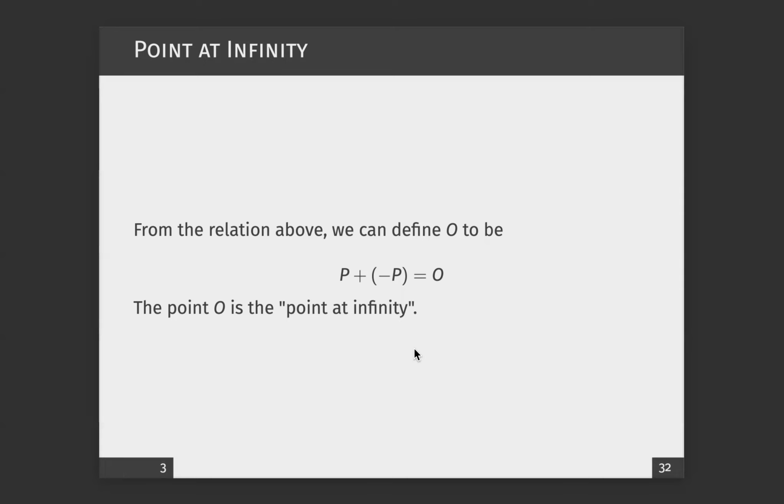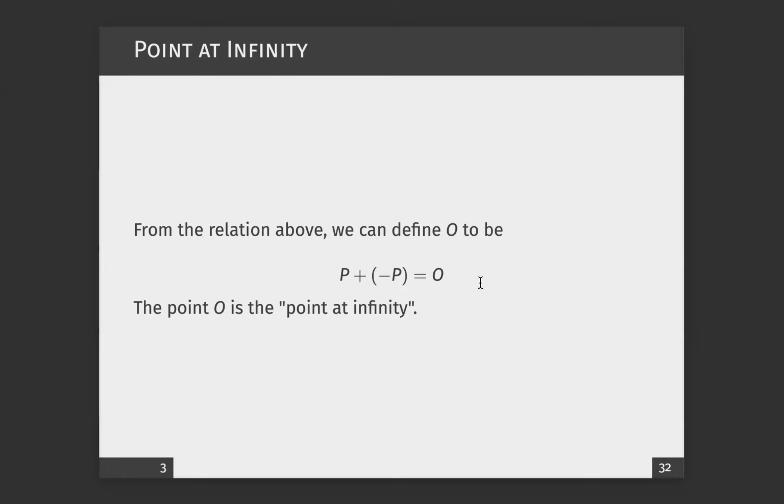Okay, so in mathematics, we usually do this, no? In order to make our algebra complete on a set of objects, we have to add that thing which completes it. So in this particular case, we have to add a point at infinity, which we define to be like this, in order for our algebra to make sense.